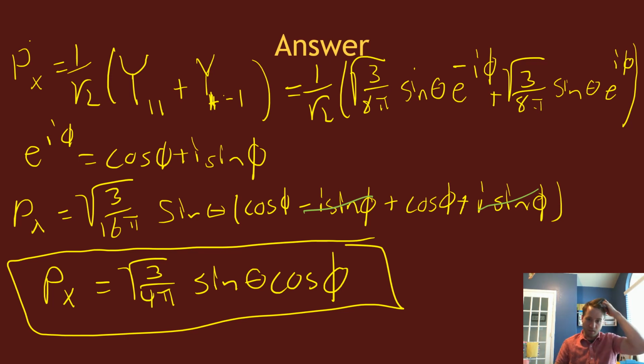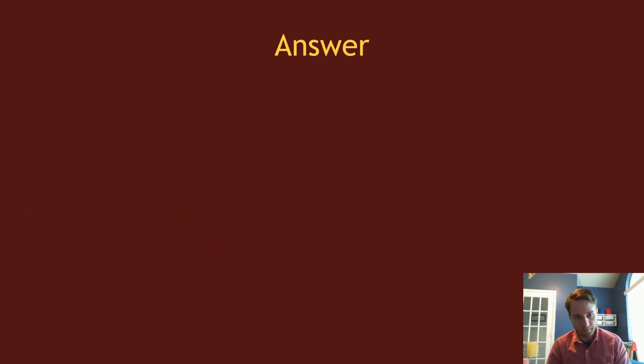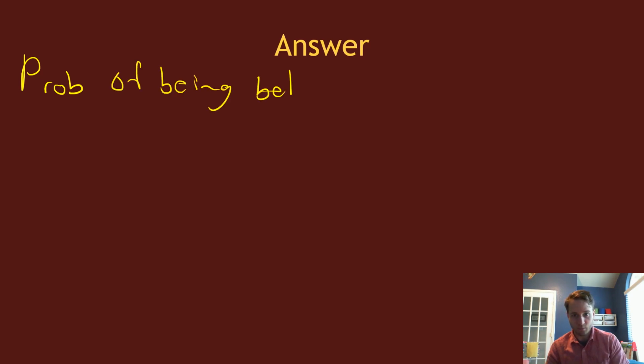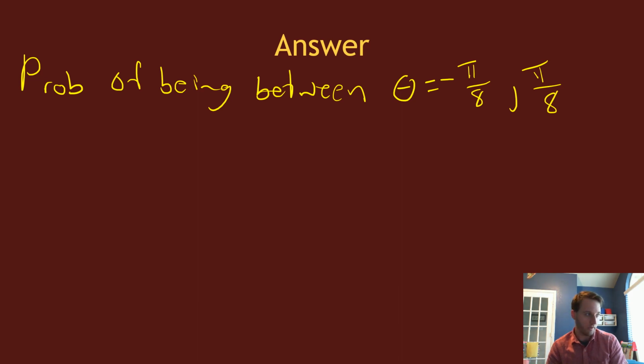So now we're going to calculate the probability of finding this in a certain region of space. To find that probability, I want to know the probability of finding my wave function between minus pi over 8 and positive pi over 8. Sorry, that's for phi, not theta. And theta is just pi over 2.